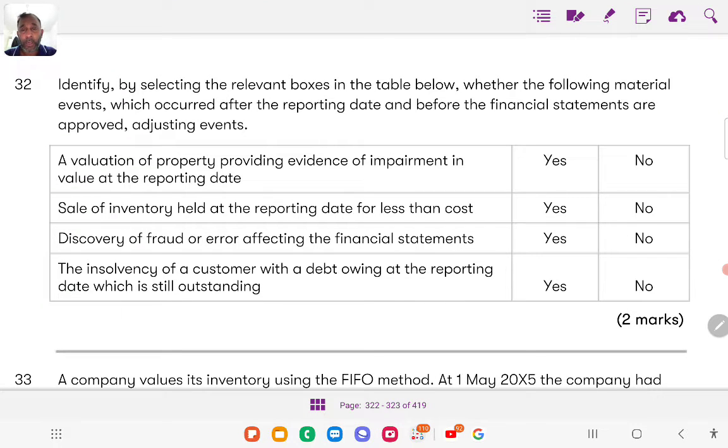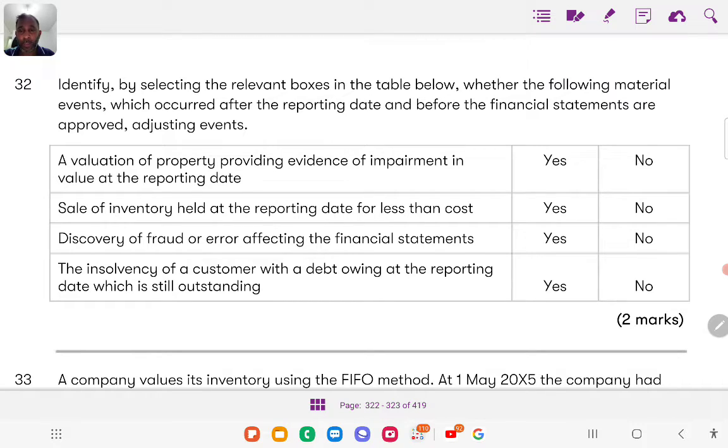Evaluation of property providing evidence of impairment in value at the reporting date. Now, if you look into this property and you are carrying out a valuation subsequent to the balance sheet date, that means the property was already available at the balance sheet date, a value has been stated in the property, plant and equipment, and subsequently due to conditions leading to an impairment. So this is an example of an adjusting event, which is to be adjusted in my current accounting year. So the answer for that will be yes.